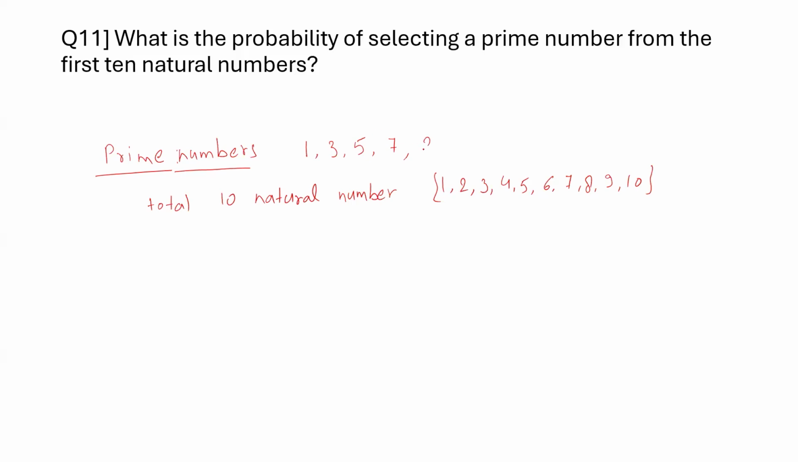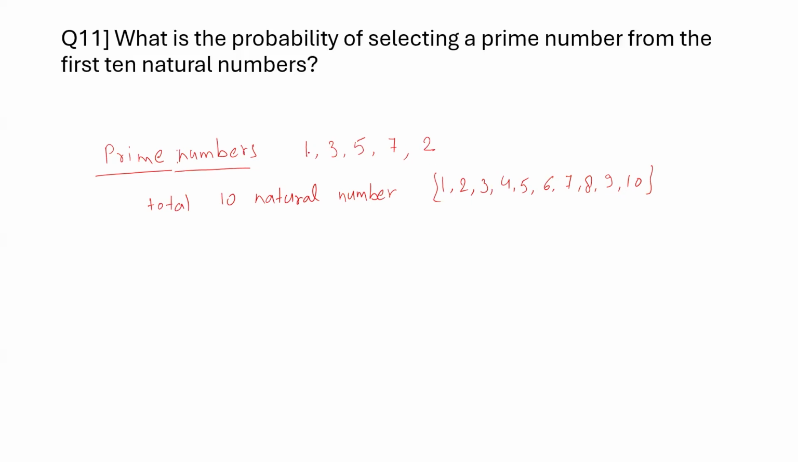2 is also prime because 2 also divides by itself. 3 is prime because 3 is divided by 1 or itself. 4 is not prime because 4 you can divide by 2. 5 is prime because 5 you can divide by 1 or 5 itself. 6 is not prime because 6 you can divide by 2 and 3. 7 is again prime. 8 is not prime because it can be divided by 4 or 2. 9 is non-prime because 9 you can divide by 3. 10 is again non-prime because 10 you can divide by 5 or 2.